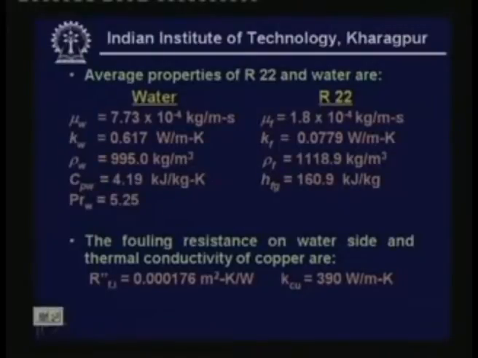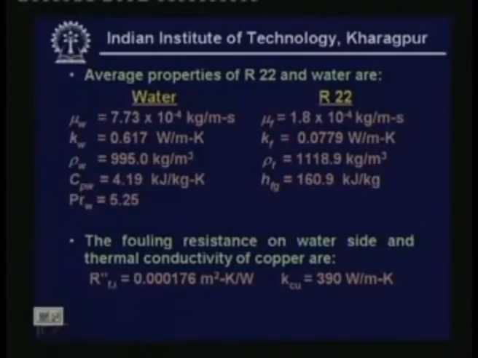PR is Prandtl number. And for R22, the average properties are viscosity 1.8 into 10 to the power of minus 4 kg per meter second. Thermal conductivity Kf is 0.0779 watt per meter Kelvin. Density is 1118.9 kg per meter cube, and latent heat of vaporization is 160.9 kilojoule per kg.